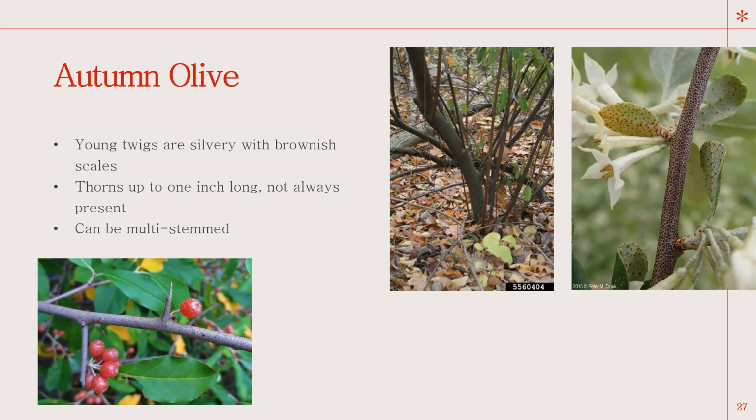So the branches of autumn olive are really characteristic as well. So this is helpful in wintertime. They have this silvery brownish scale on the new growth. So the very tips of the branches will have this, and it stands out really well. They do sometimes have thorns. They're pretty robust, up to an inch long, but they're not always going to be present. And a lot of times you'll find that autumn olive can be multiple stems. So you might have one central sizable trunk and then a lot of smaller stems coming out from that same area.